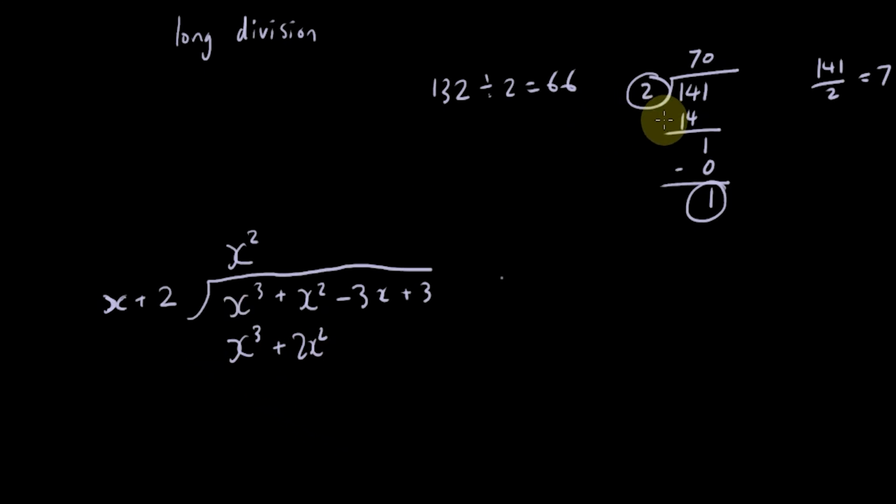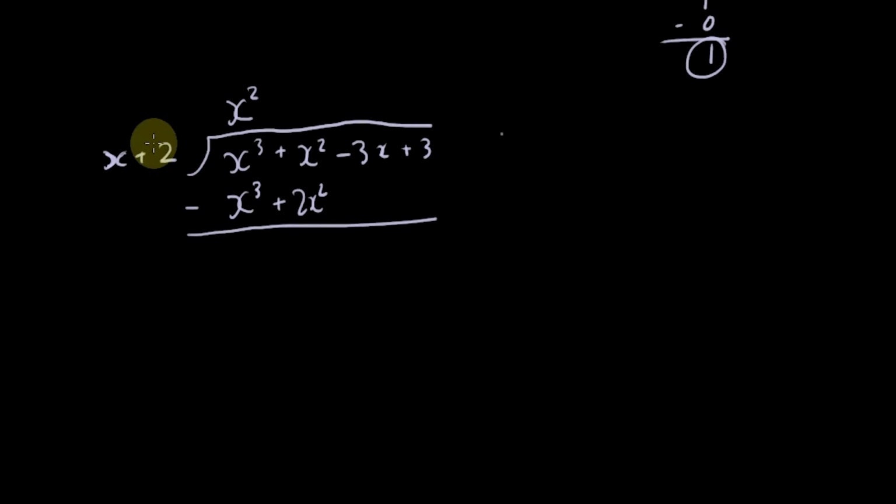Okay, and then remember that you do the minus. So you go minus. Okay, so then you keep going. So then you have x squared over here, minus. So x cubed minus x cubed is 0. You probably don't have to write 0, there's no point in doing that. Then x squared minus 2x squared. So 1 minus 2 is negative 1. Negative 1x squared. Very simple.